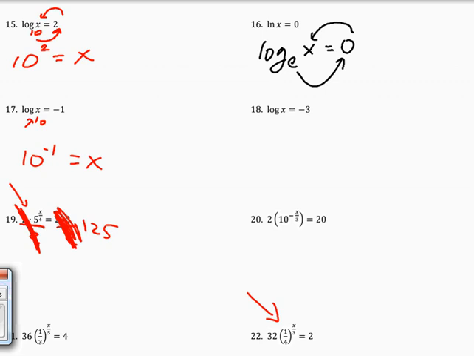E to the... you think you can take it from there. Everything to the 0 power.